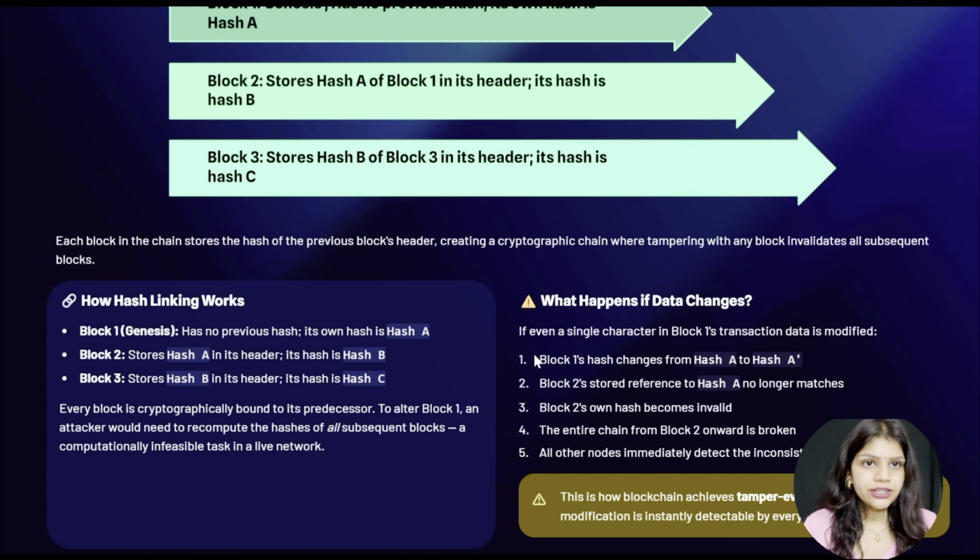What happens if data changes? Suppose block 1's hash changes from hash A to A dash. Block 2's stored reference to hash A no longer matches. Block 2's own hash becomes invalid, and the entire chain from block 2 onward is broken. That's how hashing achieves tamper evidence. Wherever something changes, you'll know where the attack has occurred.